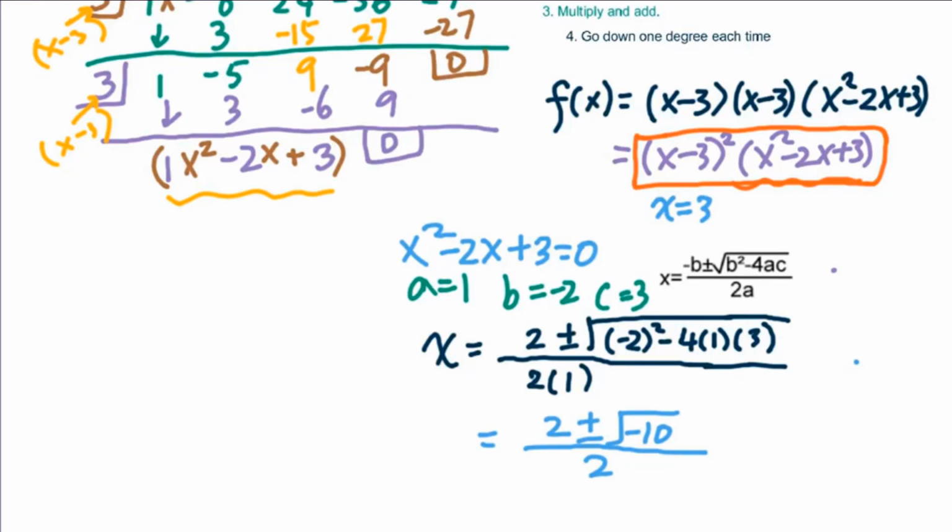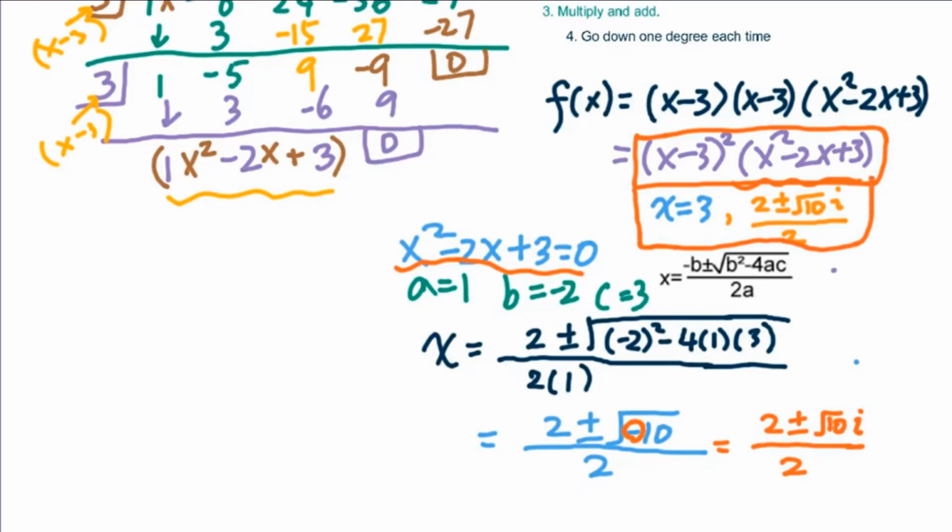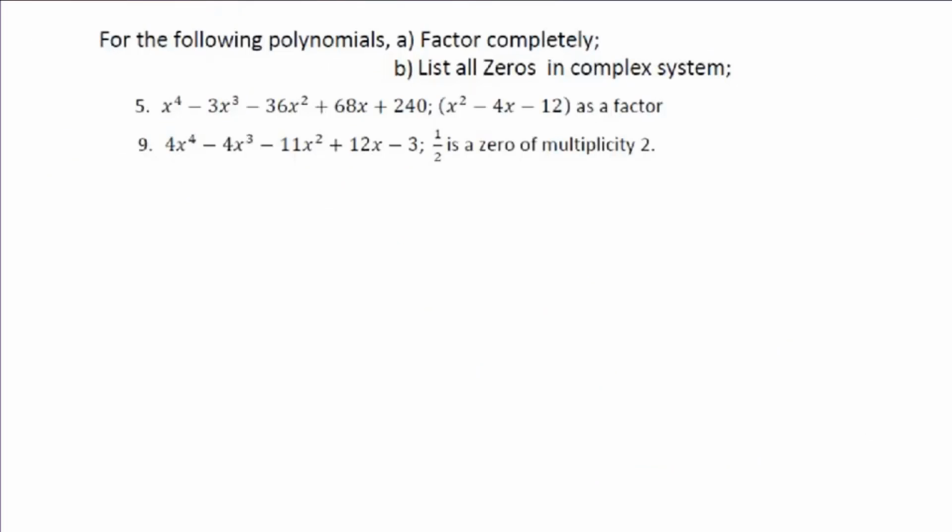When you have a negative sign in the square root, that will be i. Therefore, we got 2 plus or minus square root of 10i, over 2. That's the solution to this quadratic equation. Therefore, the zeros of this polynomial are 2 plus or minus square root of 10i over 2. This is all the zeros of this quadratic function. Let's go to number 5.